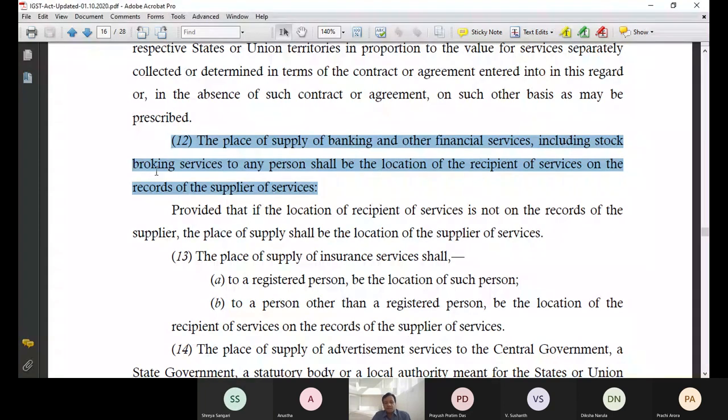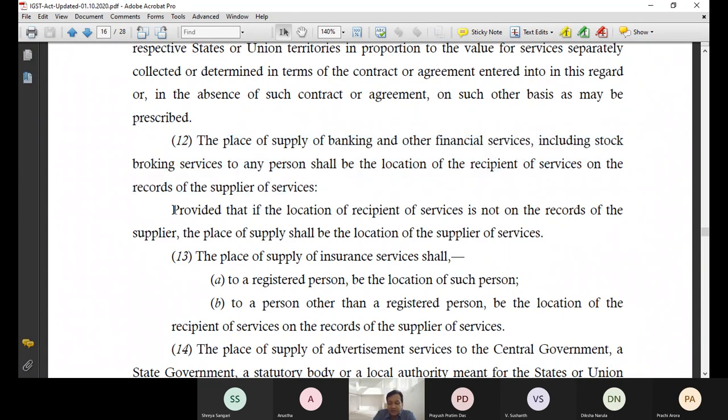I hope the screen is still visible. The place of supply of banking and other financial services, including stock broking services, to any person shall be the location of the recipient of services on the records of the supplier. So first check, is the location of recipient available in the records of the supplier? If yes, then that location of recipient becomes the place of supply. And in case the location of recipient is not available in the records of the supplier, then what option do I have? Only one option. Check the location of supplier then. Provided that, provided means exception. If the location of recipient of services is not on the records of the supplier, the place of supply shall be the location of supplier.